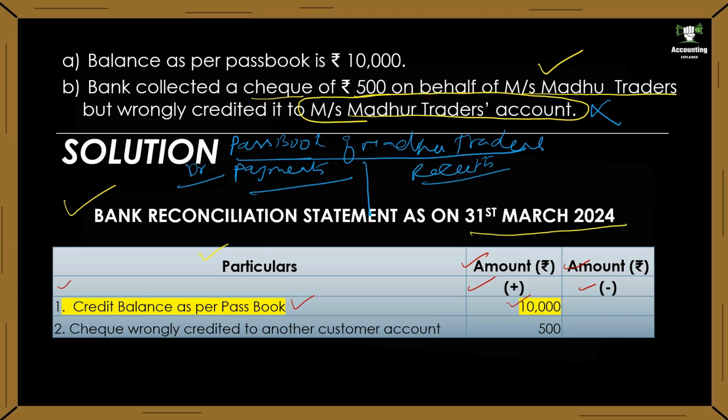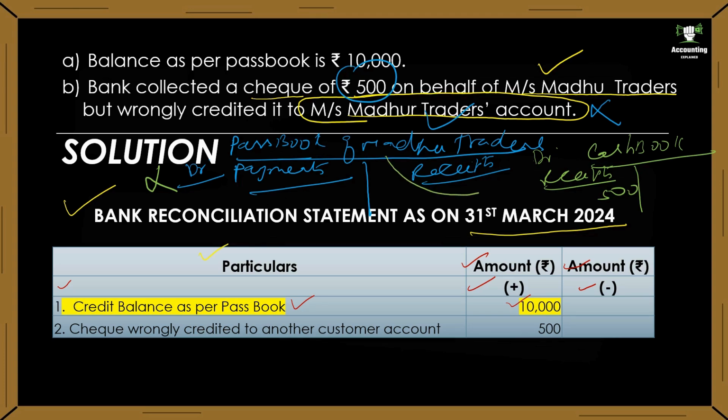Instead of taking this 500 here, they credited it elsewhere. So this 500 is not recorded, it does not reflect in the passbook. Whereas in the cash book, they would have correctly taken 500 on the debit side, that is the receipt side. We are going from the passbook to find the cash book balance. So this 500 is already entered in the cash book, but not in the passbook. In order to find the cash book balance, if we add that 500, we will get the cash book balance correctly. So the second point is: check wrongly credited to another customer's account, rupees 500, under the additions column.